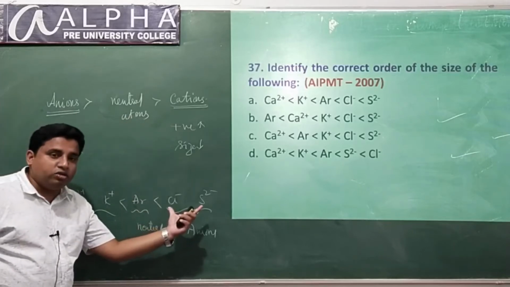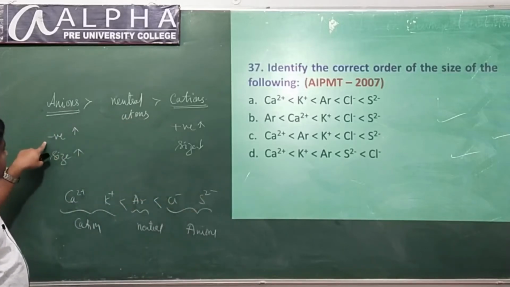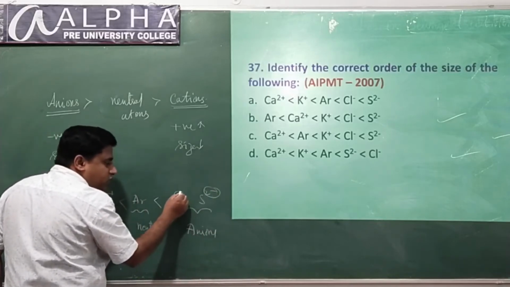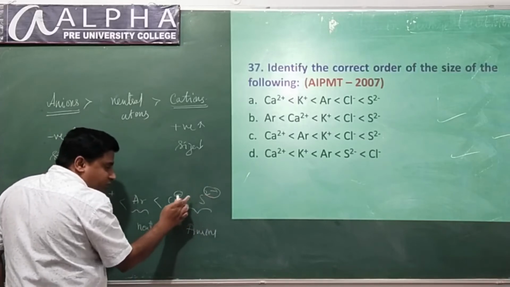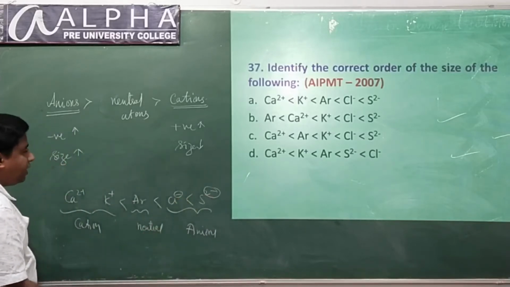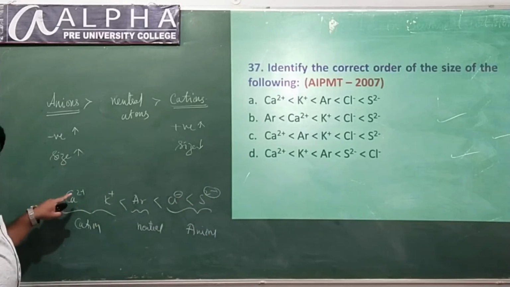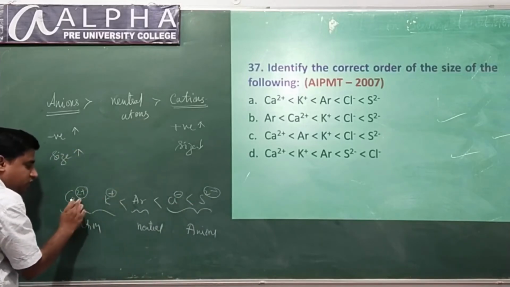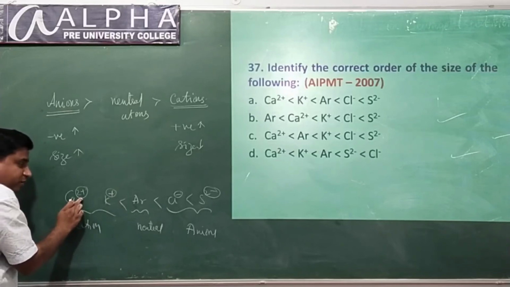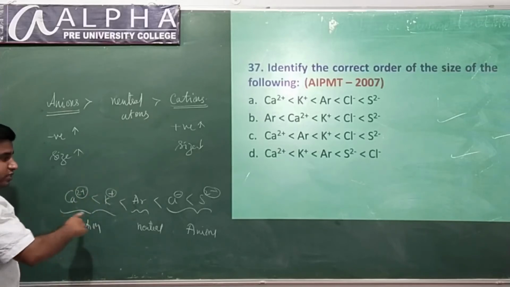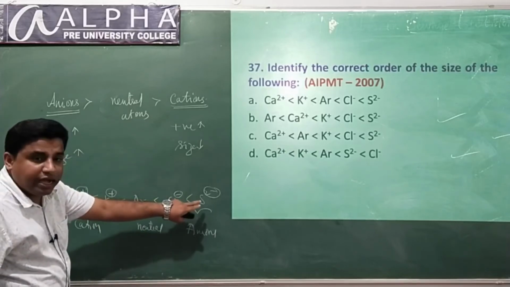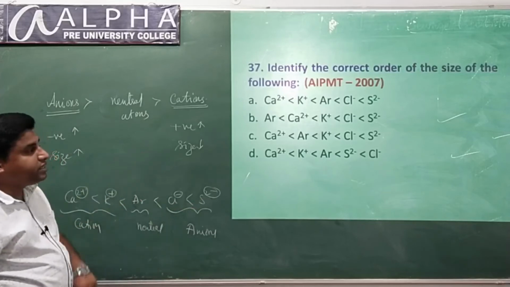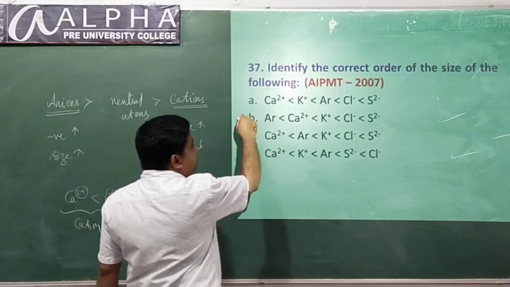Now among anions, the higher the negative charge, the higher the size. Sulfide has a -2 charge, chloride has a -1 charge. How about cations? The higher the positive charge, the lesser the size. Calcium has a +2 charge, potassium has a +1 charge. So calcium has less size than K+. So what is the correct order? Sulfide has more ionic size than chloride, then argon, then potassium, then calcium. So the correct answer is obviously option A.